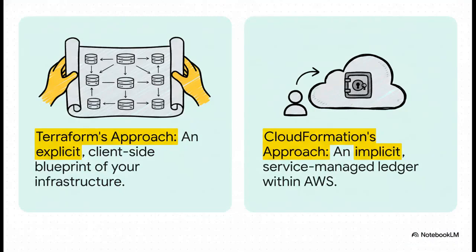And this slide just nails the core conflict. With Terraform, you're holding the blueprint. It's a literal file right there on your machine. You are in control. CloudFormation, it's more like a bank. It keeps a managed ledger of everything for you, tucked away safely inside AWS. So right from the start, it's a battle between direct control and managed convenience.